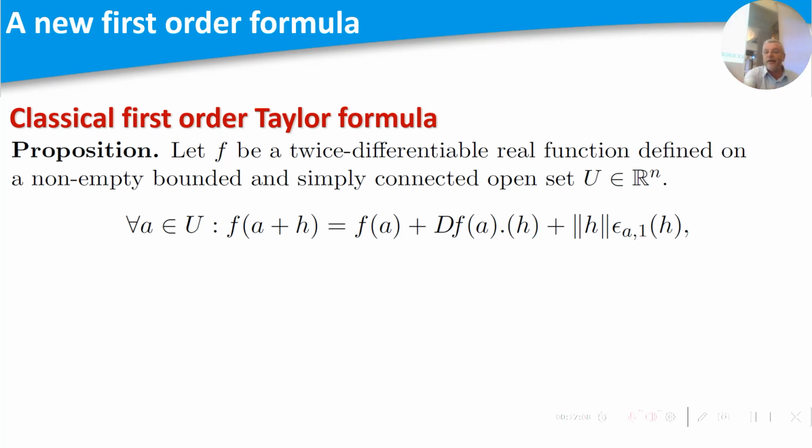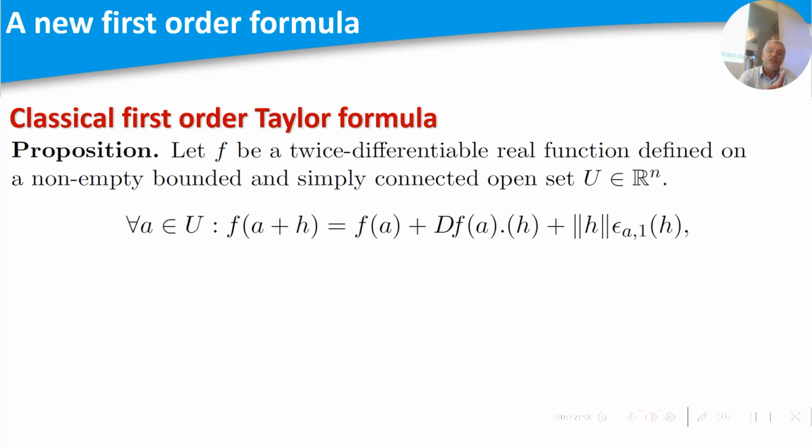So here we consider a real function, sufficiently smooth, let's say twice differentiable, which is defined on an open set U, which will be bounded for this talk, non-empty, and simply connected. The topological condition is very important for our result, not for this one. Simply connected, I recall, is a domain which has no holes. It is important to understand it.